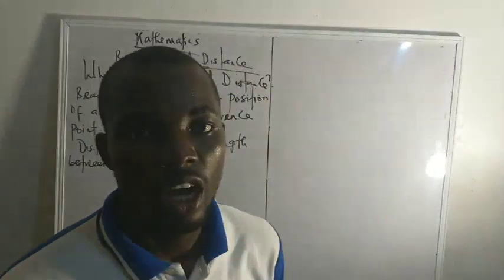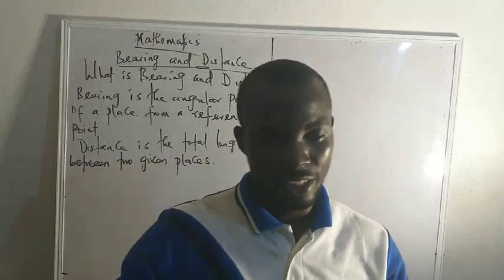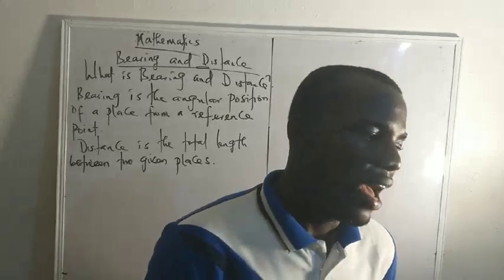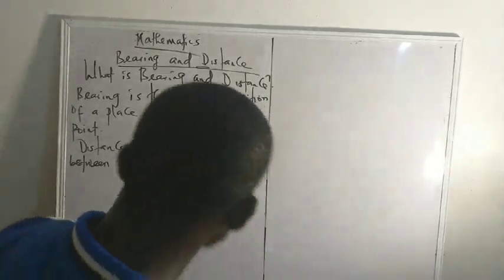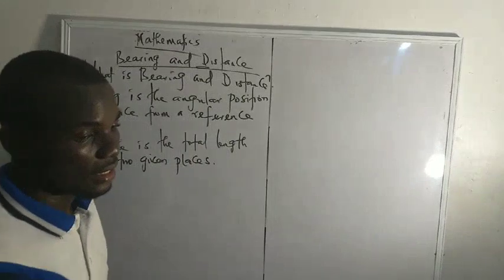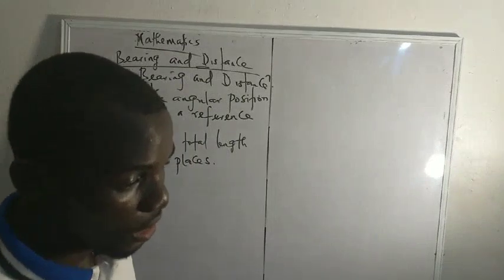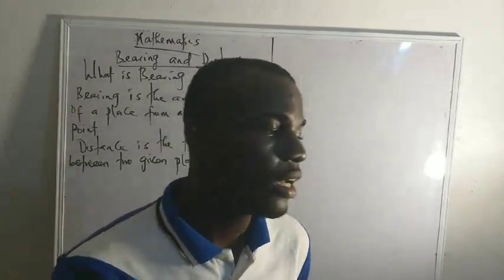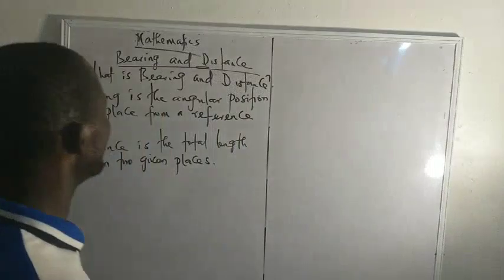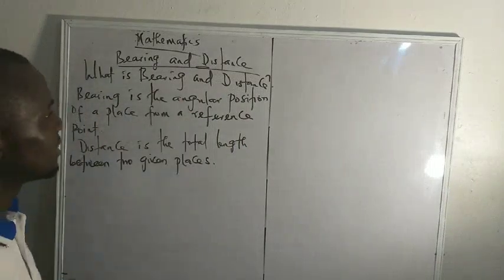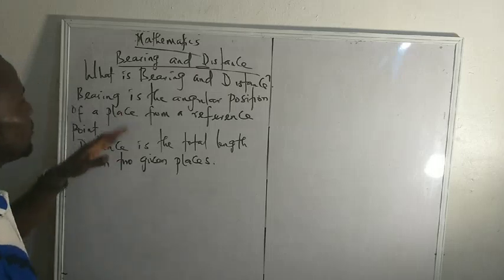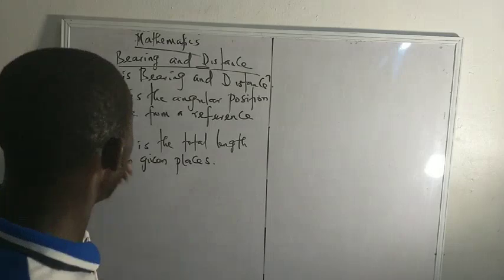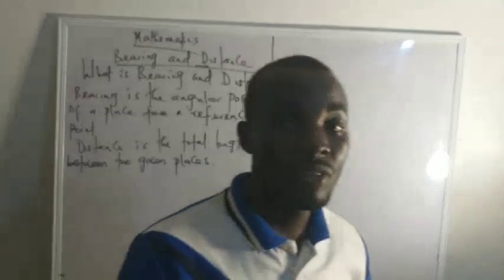So here we are on a new topic, and it is bearing and distance. Bearing and distance is a very important topic, especially in the field of mathematics, even physics, right? When we talk about bearing, what do we mean? What is bearing and distance? That's the first question. You see, bearing is the angular distance, angular position of a place from a reference point.